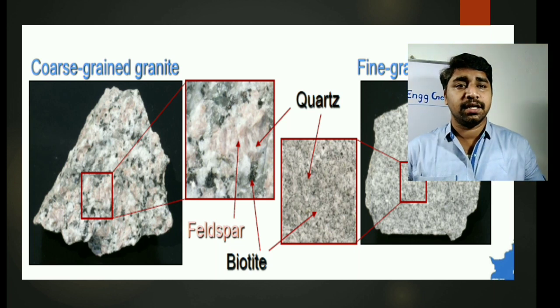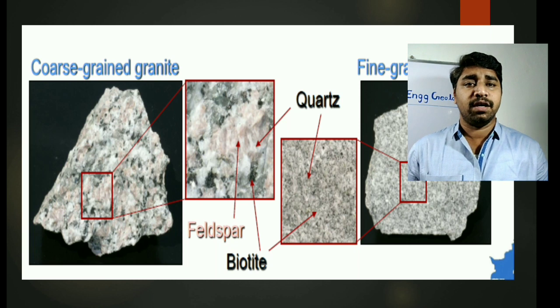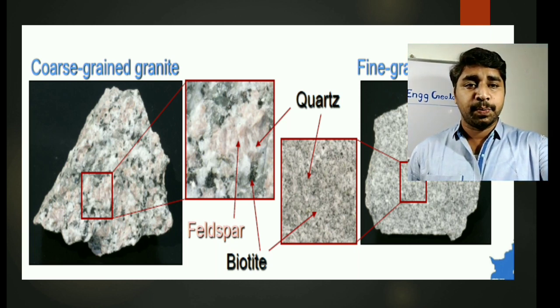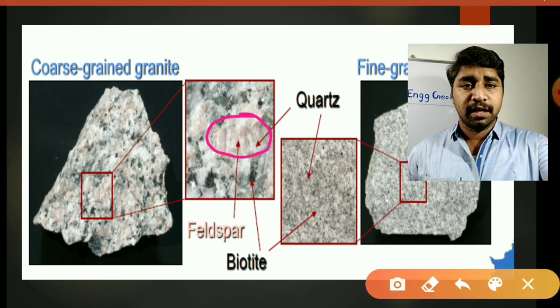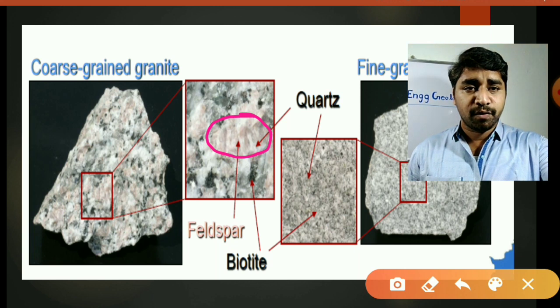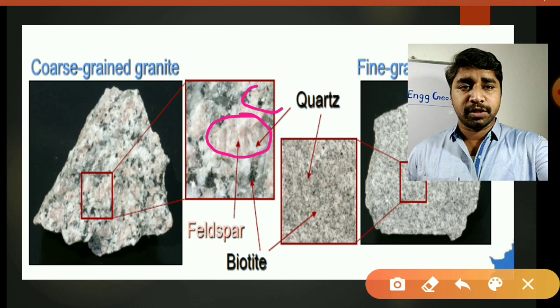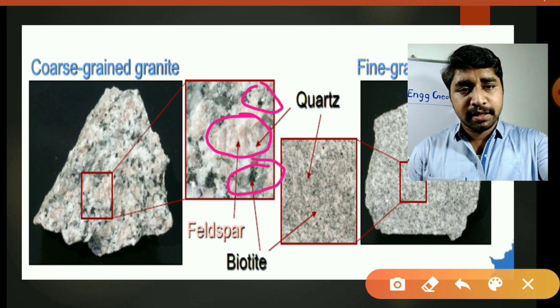Here you can see in the figure, this is a sample of coarse grained granite, where we can see feldspar, which is pinkish in color. The white portion, the whiter portion, is quartz, and the black portion is the biotite.